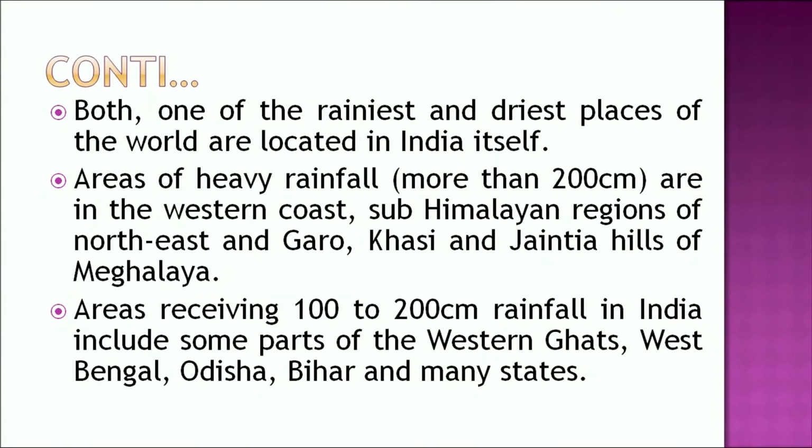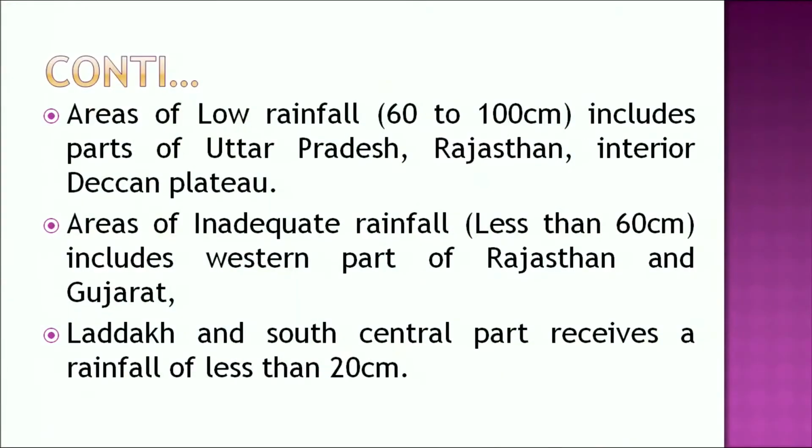Areas receiving 100 to 200 cm rainfall in India include some parts of the Western Ghats, West Bengal, Odisha, Bihar and many states. Areas of low rainfall, 60 to 100 cm, include parts of Uttar Pradesh, Rajasthan, interior Deccan Plateau. Areas of inadequate rainfall, less than 60 cm, include western part of Rajasthan and Gujarat. Ladakh and south central part receive a rainfall of less than 20 cm.